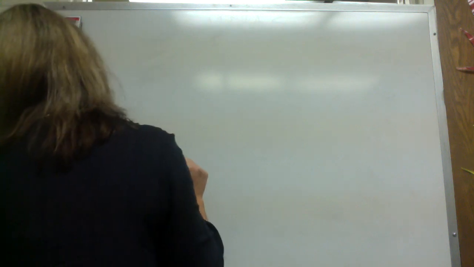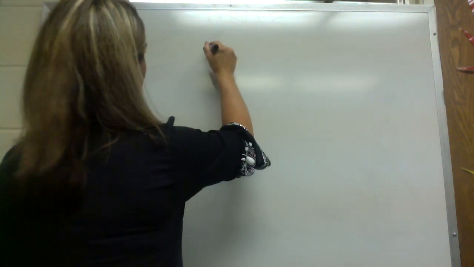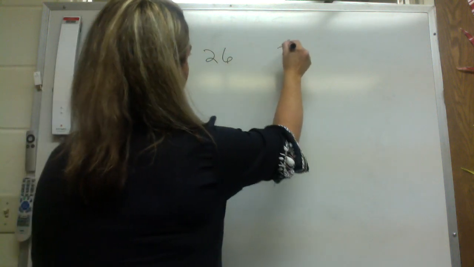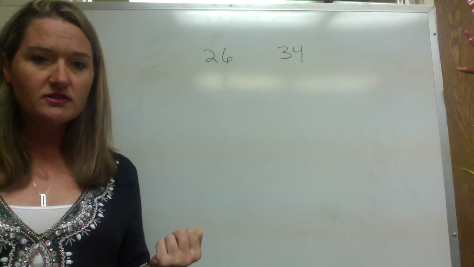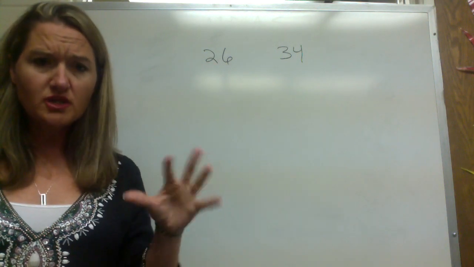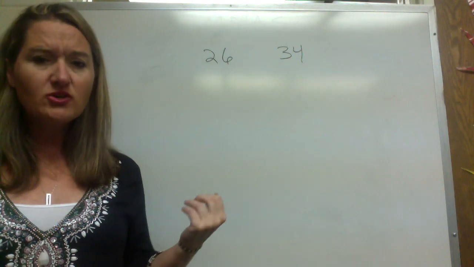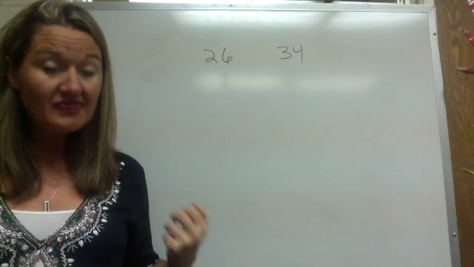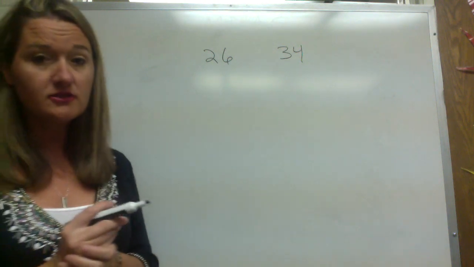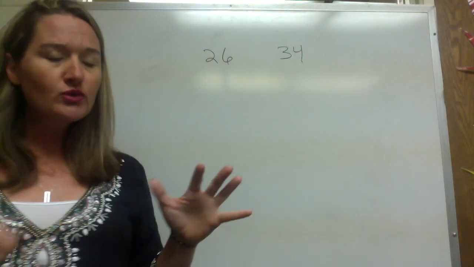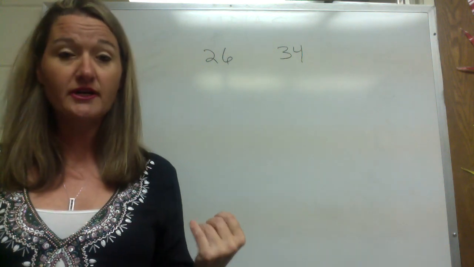Let's do 26 and 34. Remember we did all those factors, what numbers make up, what times what equals that. What is the largest factor that they have in common? That is what the greatest common factor is. So we're going to talk about 3 different methods on how you can find the greatest common factor.